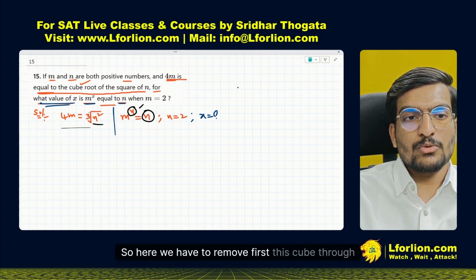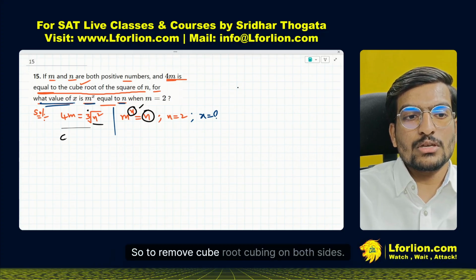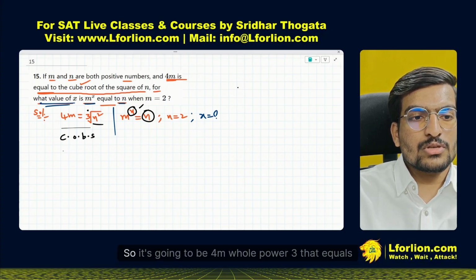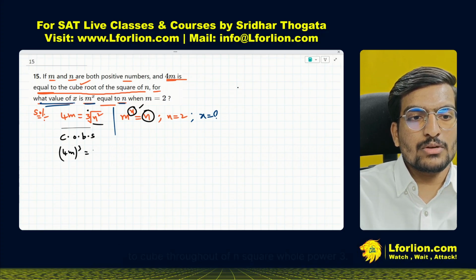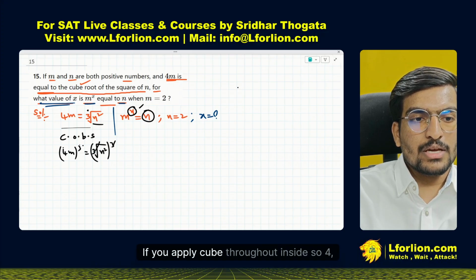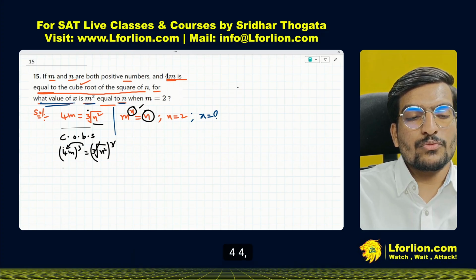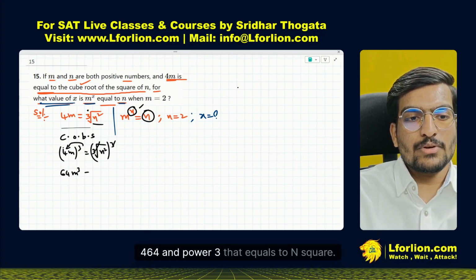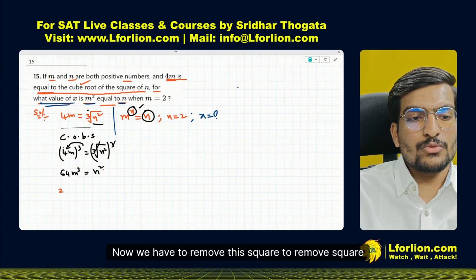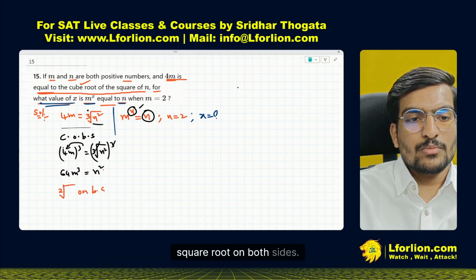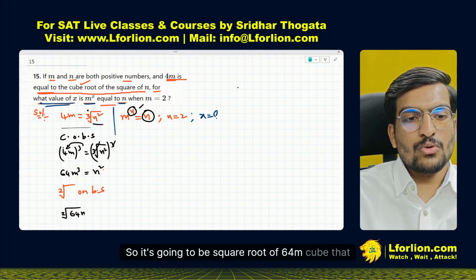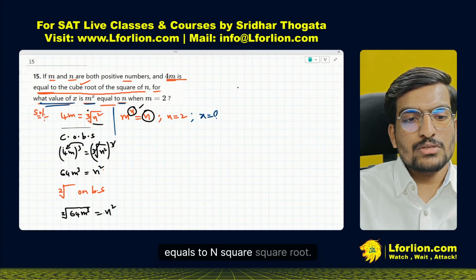So here we have to remove first this cube root. To remove the cube root, cube on both sides. So it's going to be 4m whole power 3 equals cube root of n square whole power 3. The cube and cube root cancel out, and 4 cubed is 64, so 64 m cubed equals n square. Now we have to remove this square, so take the square root on both sides: square root of 64 m cube equals square root of n square.